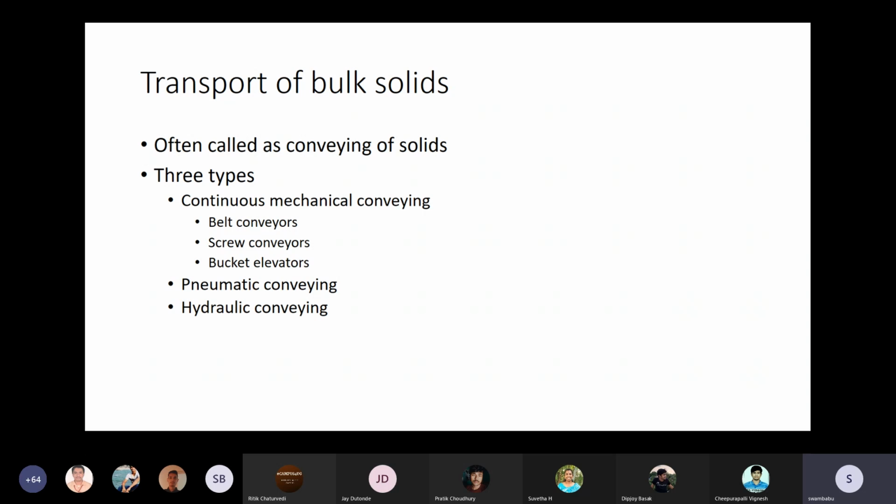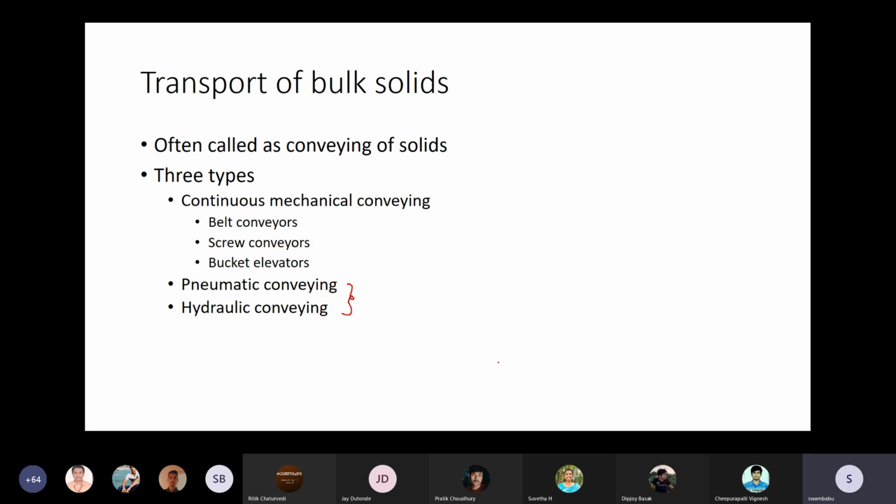Then hydraulic conveying: transport of solids in the form of slurries. Usually these two, pneumatic conveying and hydraulic conveying, are closed because we transport through pipes. The advantage with pneumatic and hydraulic conveying is that this is closed transport, so you will not lose any material. It won't form any dust. You are not going to lose any particles in the form of dust.